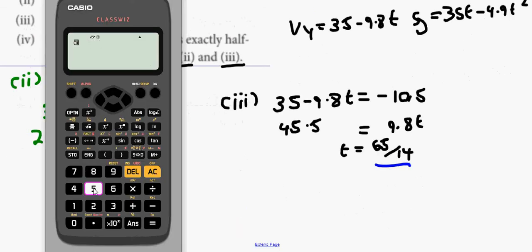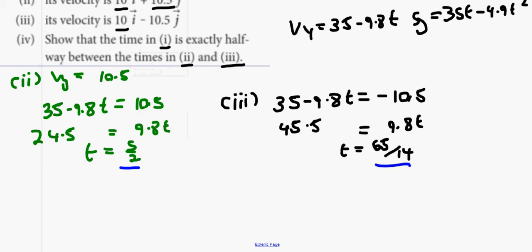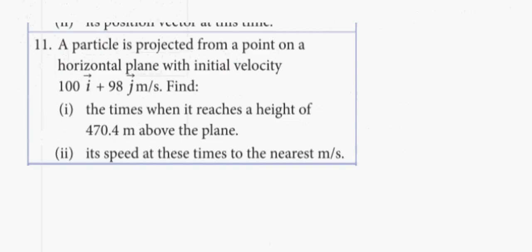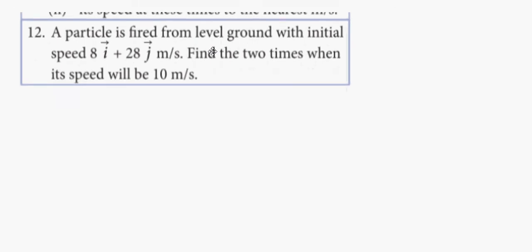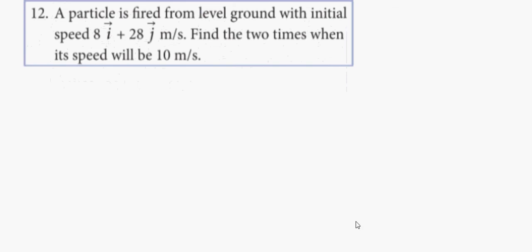5 over 2 plus 65 over 14, divided by 2, 25 over 7. Is that okay? Same thing. Now, oh, 11 maybe. Oh, tough one. 12. Here we go.